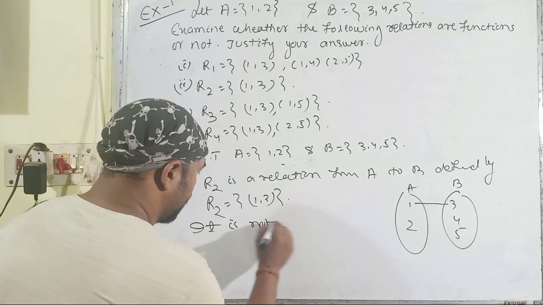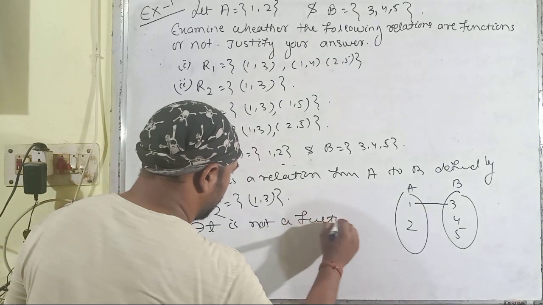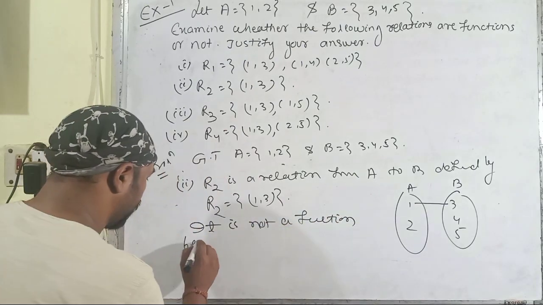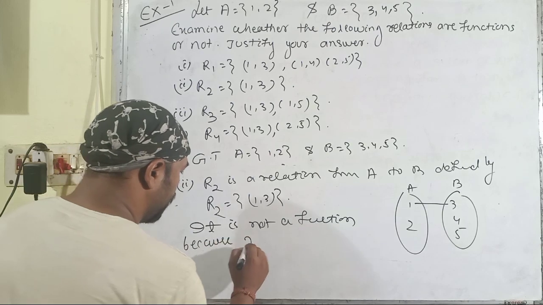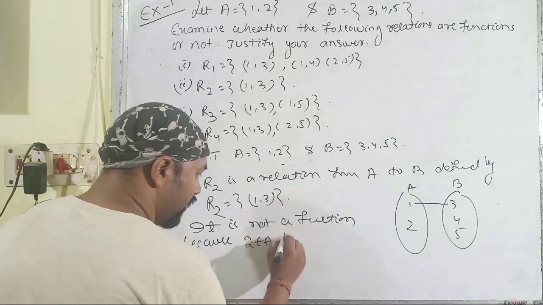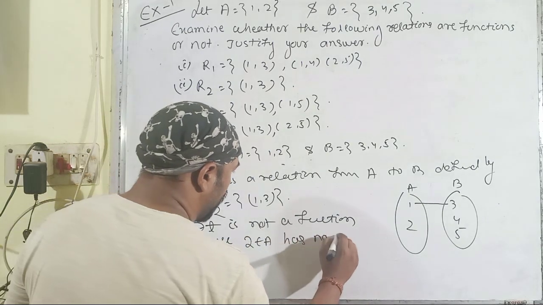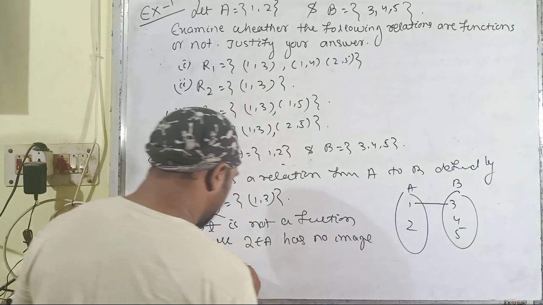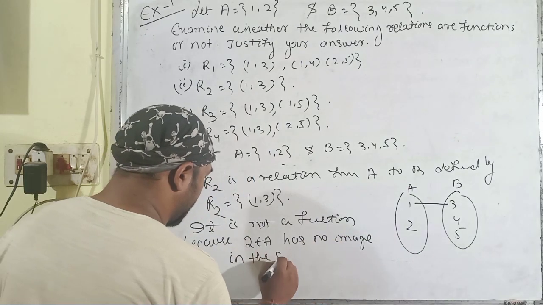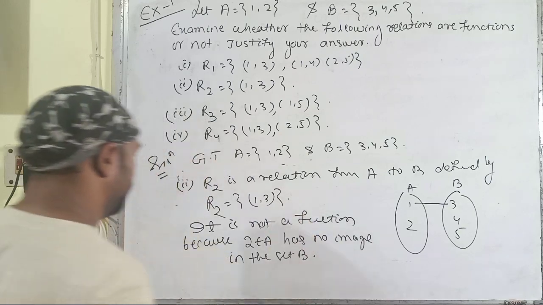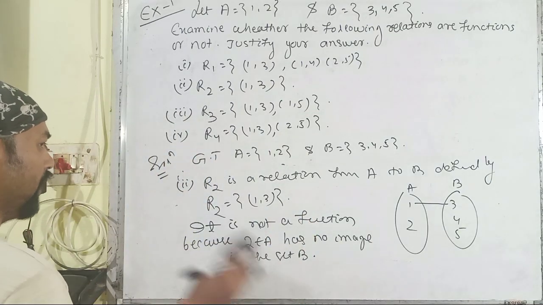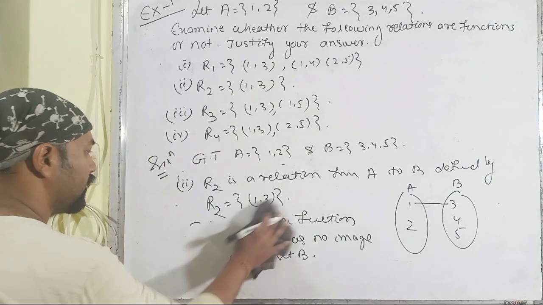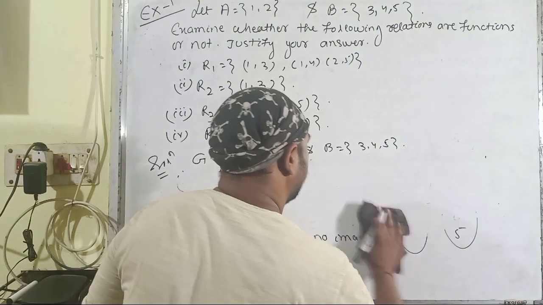It is not a function because 2 belonging to A has no image in the set B. Then moving to the third part.